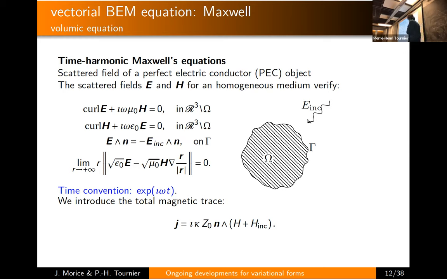For Maxwell equation, to obtain the boundary element method, you need to introduce the electric field equation. You need to introduce the total magnetic trace, here called G, defined only on gamma, where H corresponds to the scattered magnetic field, the solution, plus the incoming magnetic field. Epsilon is the permittivity and mu zero is the permeability, and we consider only the case where you have air outside the domain.